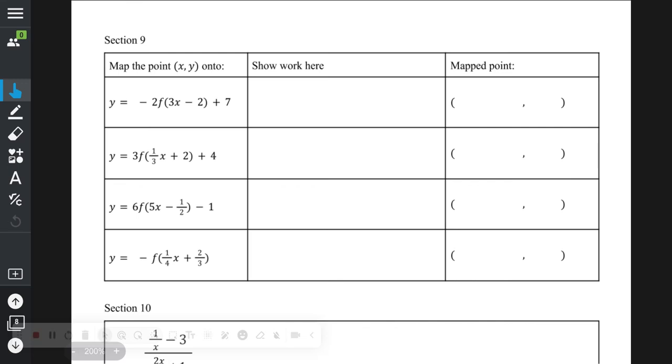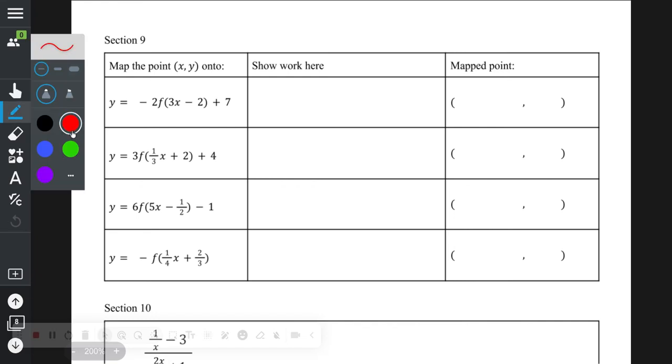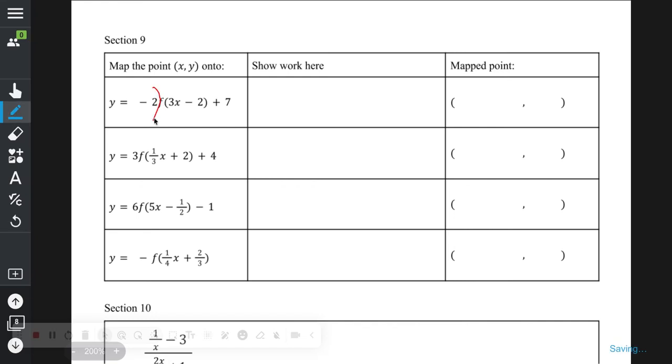Okay, when you're asked to map a coordinate point onto a new function, it's very similar to work you've been doing with graphing sine and cosine. So first of all, let's separate out the inside and the outside of this equation. That's outside of the function.